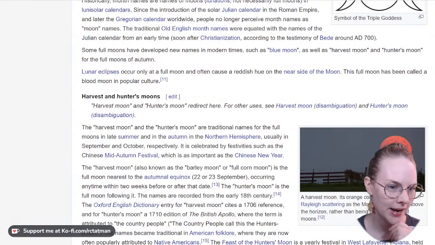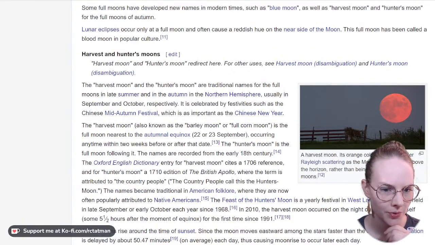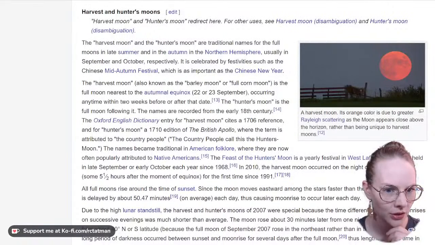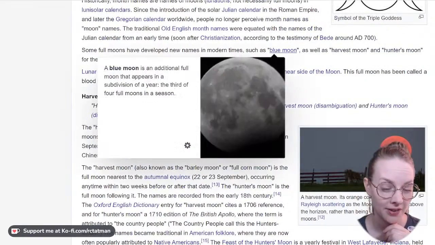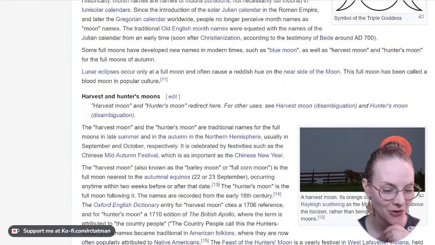All right. So the harvest and hunter's moons, interesting. So let's look at these because I think this should tell us whether or not we want to use these as the default moon names for these ones. The harvest moon and hunter's moon, although there's already been at least one factual error in this piece so far, so I reserve judgment.